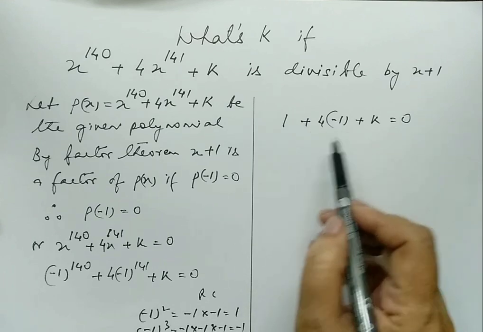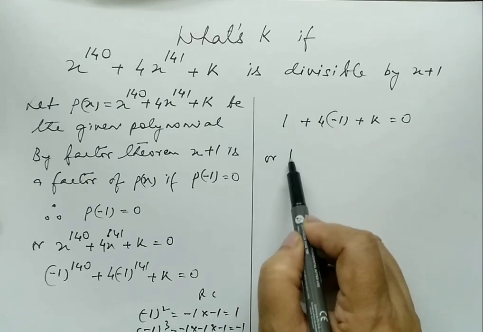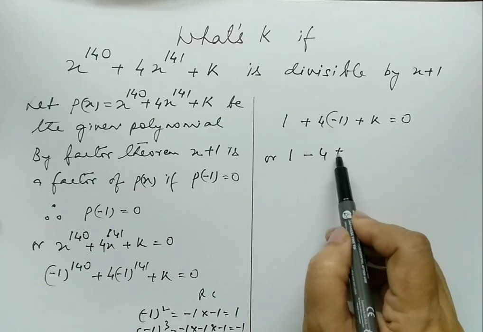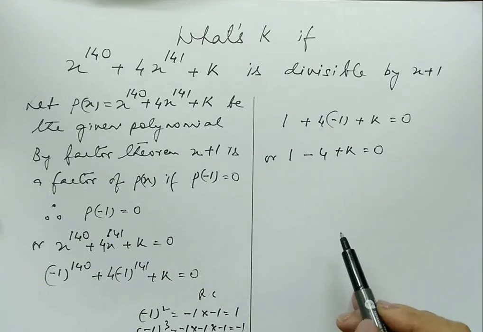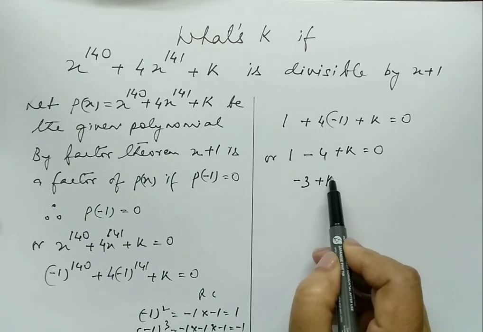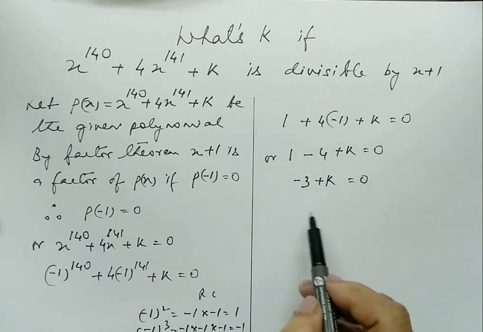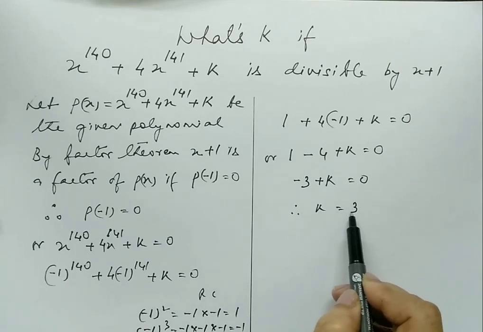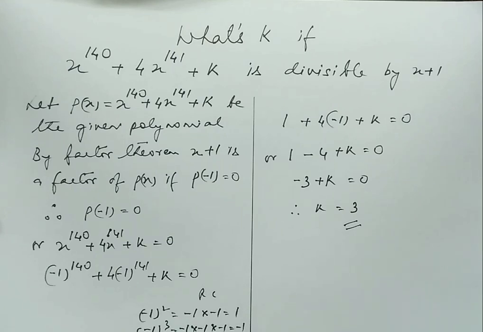Got it? Let's solve this next. 1 minus 4, 4 into minus 1 is this, plus k equals 0. Let's solve this. We get minus 3 plus k equals 0. Therefore, k is equal to 3. Well, this is my answer. So, the value of k is this.